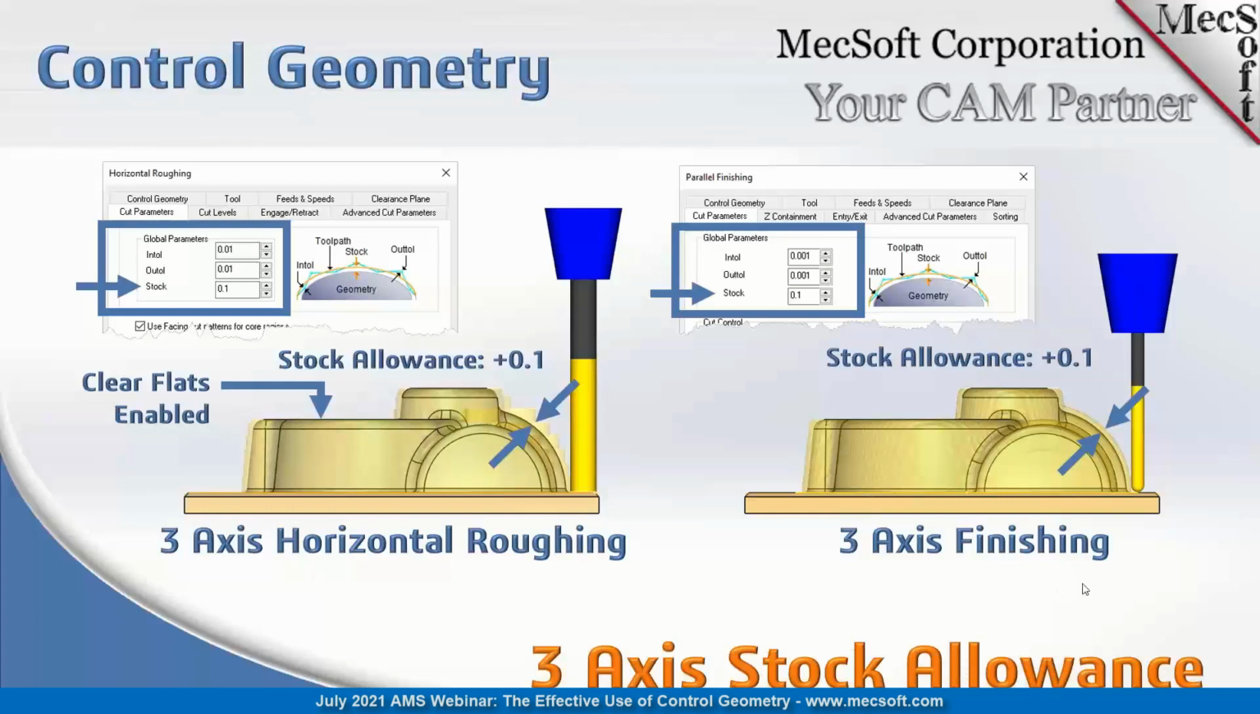Now let's look over at 3-axis finishing. Obviously, the same applies. For a stock allowance of 0.1, it's going to leave no more, no less than 0.1 of stock material away from your part, based on your in tolerance and your out tolerance. And again, since you cleared flats in the roughing, you're not going to have any cutting or recutting on the flat areas. So let's move on.